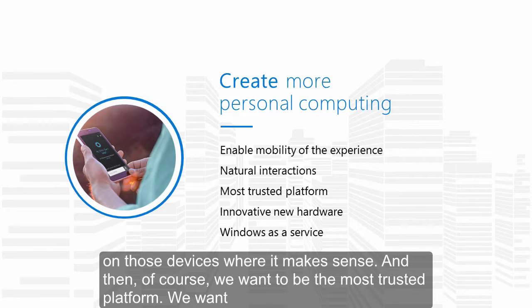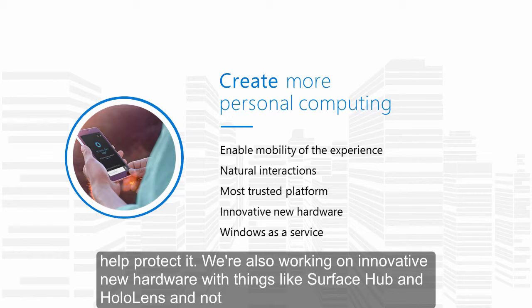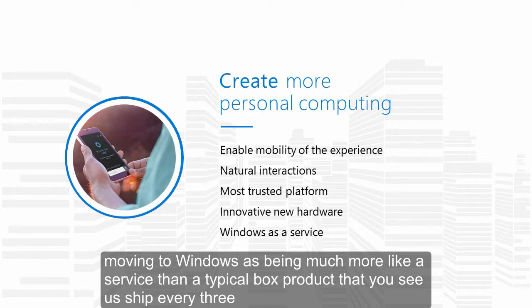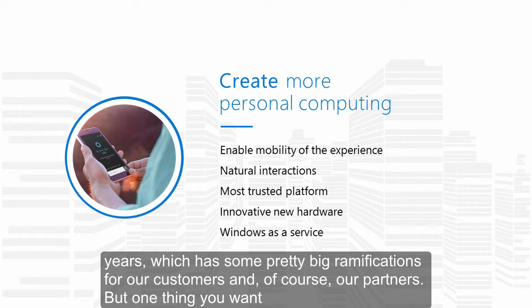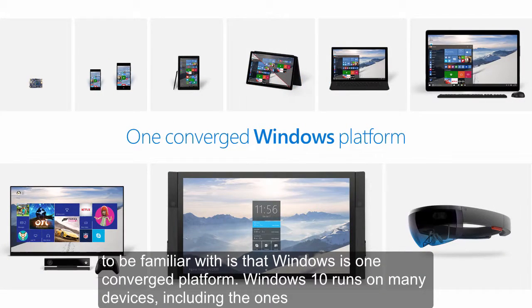And then, of course, we want to be the most trusted platform. We want corporations to feel comfortable putting their information on a Windows device, and that we'll do everything we can to help protect it. We're also working on innovative new hardware with things like Surface Hub and HoloLens, and not just focusing on traditional devices that you would see day-to-day like clamshell laptops. And last but not least, we're moving to Windows as being much more like a service than a typical box product that you see us ship every 3 years, which has some pretty big ramifications for our customers and of course our partners.